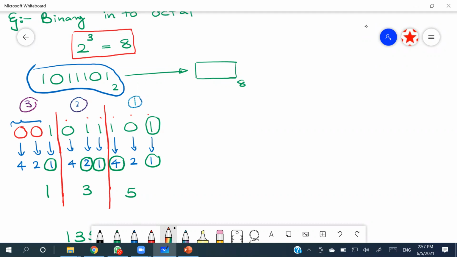So I just add the things. We are doing it because we are converting a binary into a decimal.